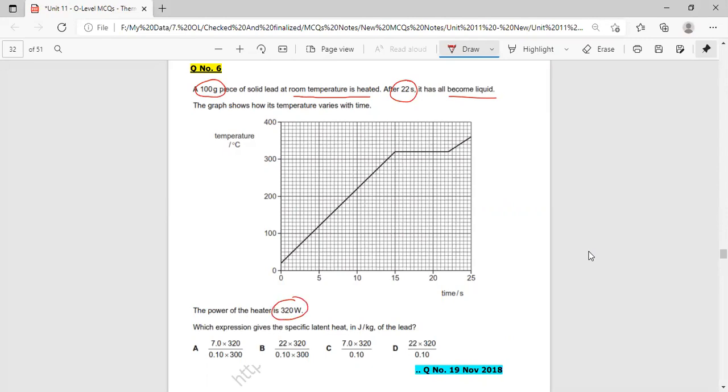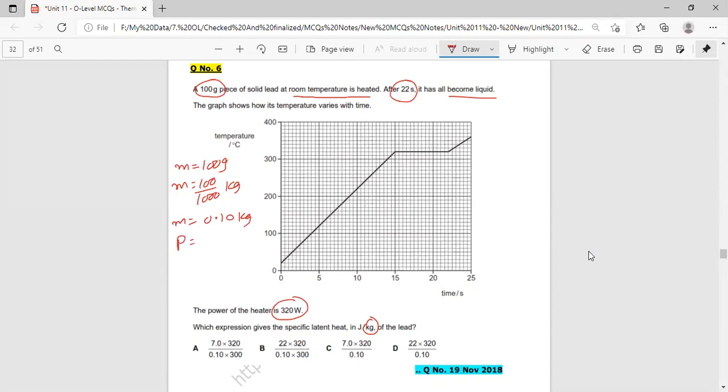Now what we have to do is find the specific latent heat, and definitely the unit is in kg. So mass was 100 grams. We will convert grams into kilograms. So it will be 0.10 kg.